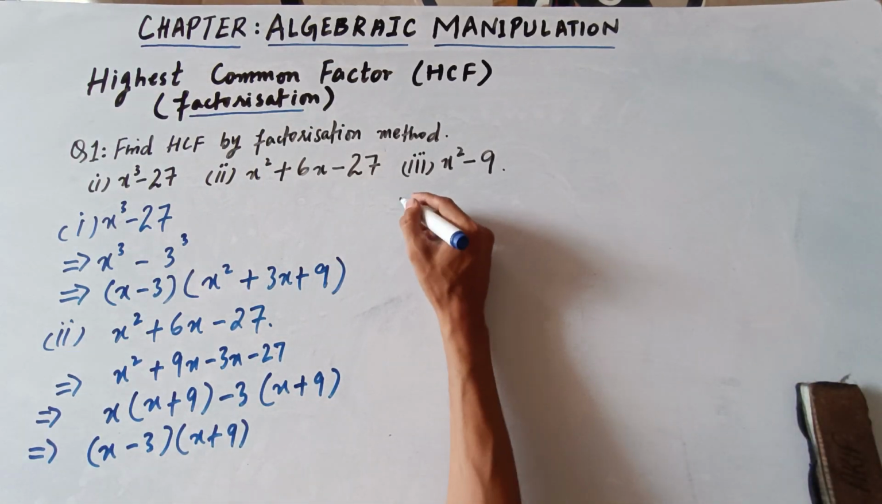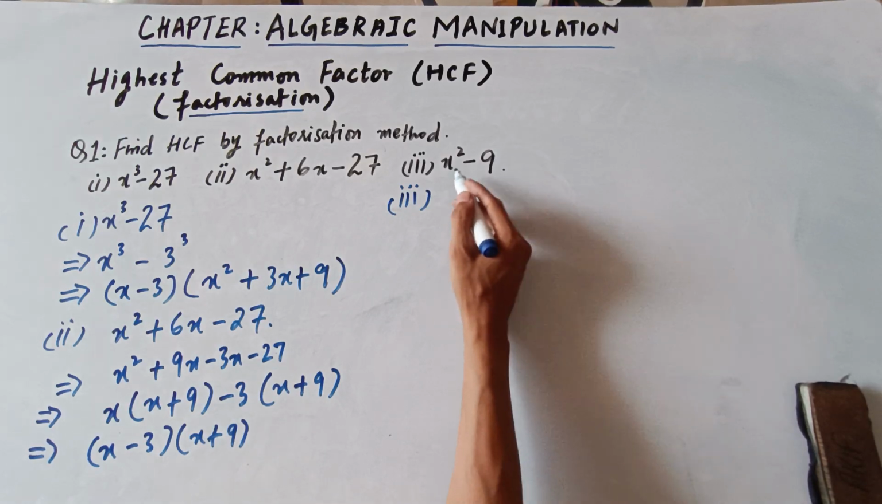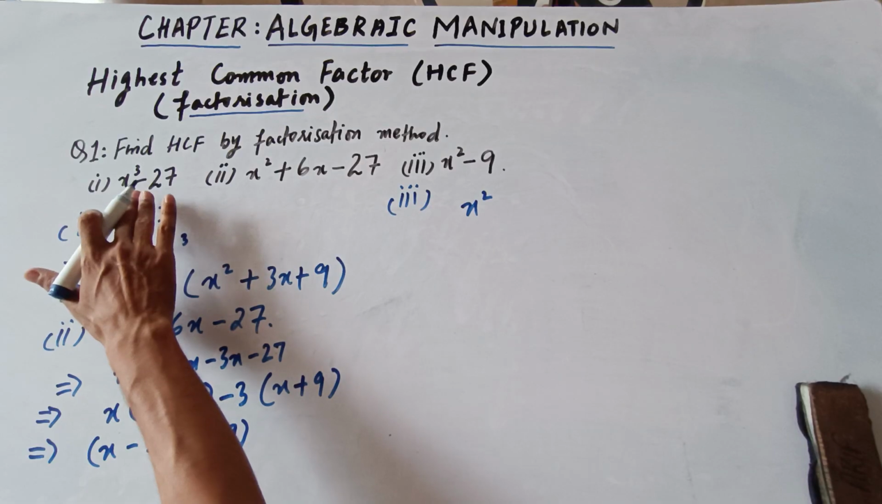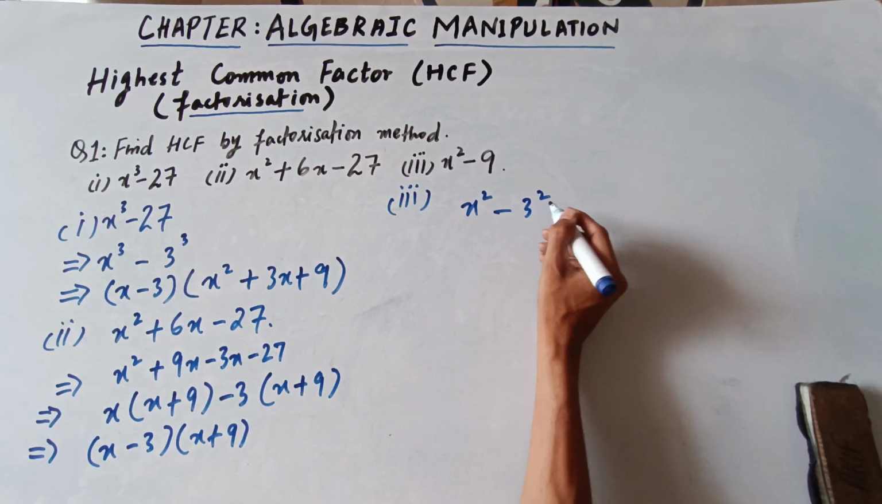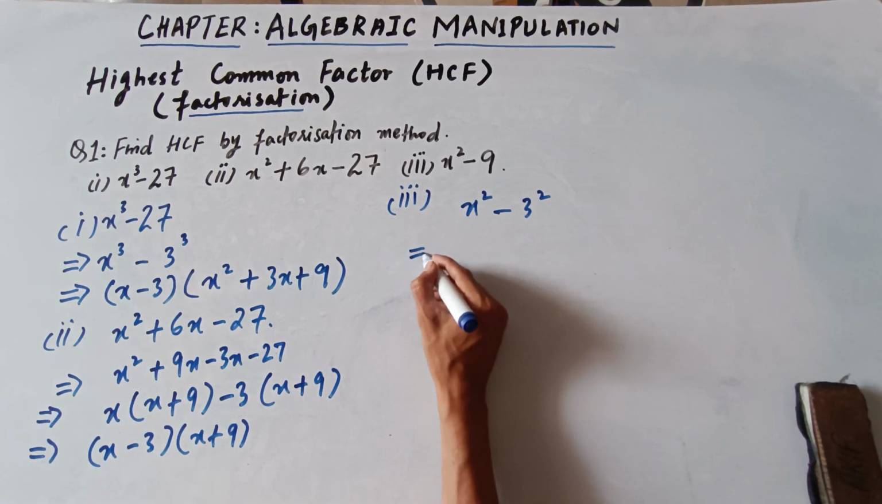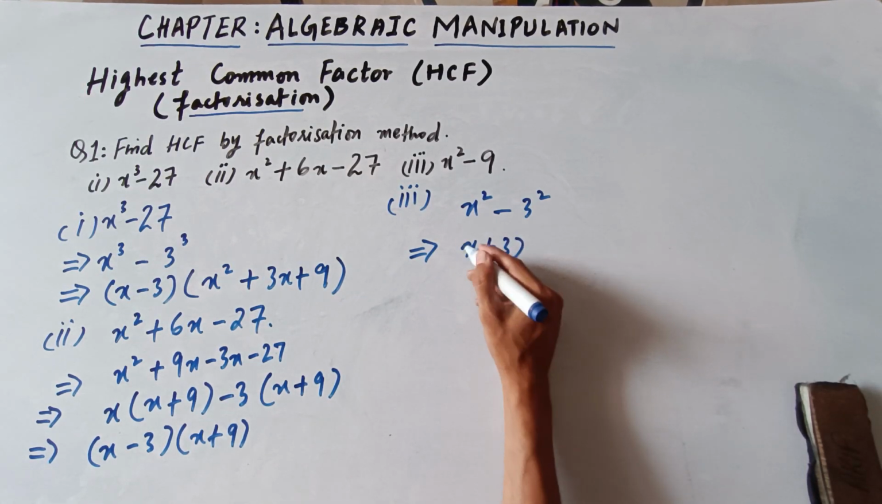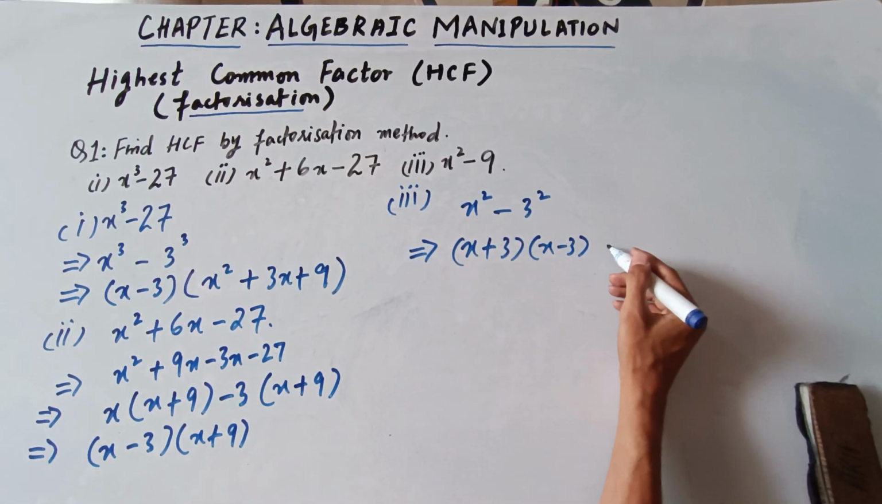Now if you look at the third one, it is also very easy: x square minus 9. So you know that, like over here you can write 27 as 3 cube, here you can write 9 as 3 square. So which identity is this? A square minus b square, which is difference of 2 squares. So you can open it, x plus 3 and x minus 3. This is how you can factorize this particular expression.